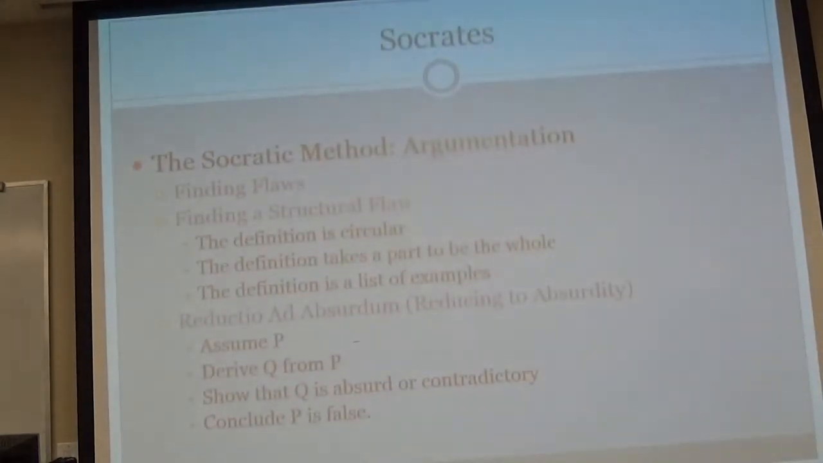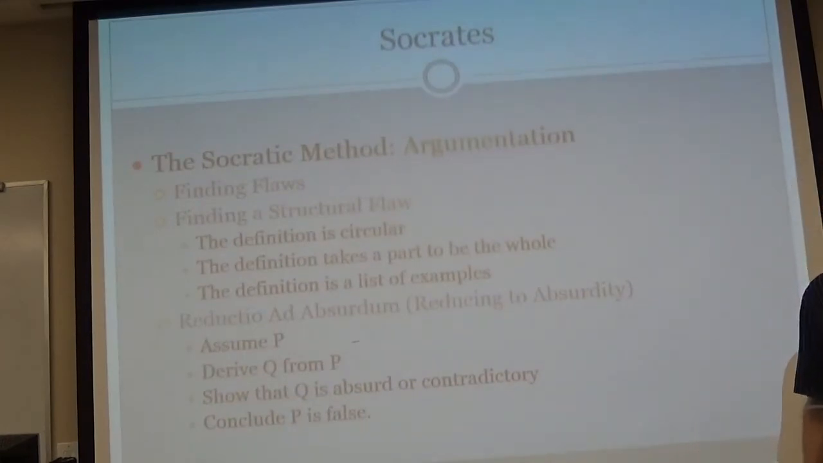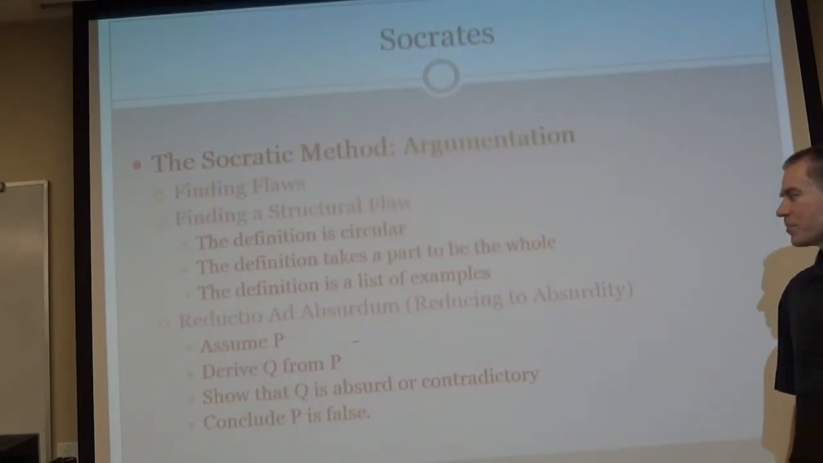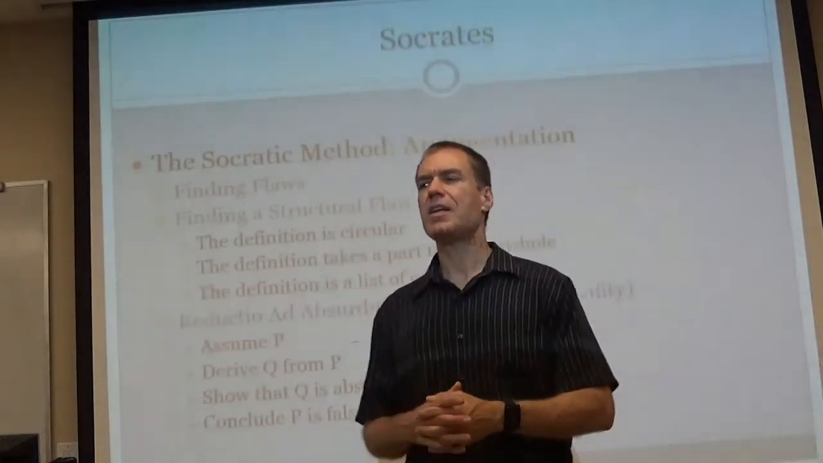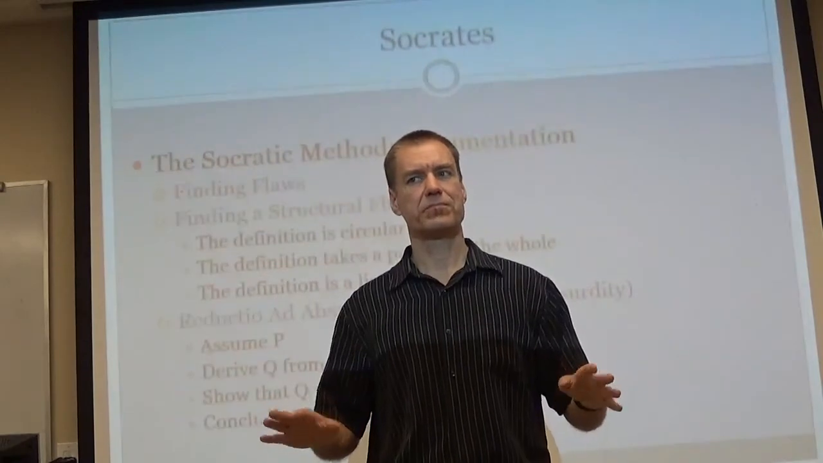Okay, so quick recap. One key part of the Socratic method is argumentation by finding flaws in definitions. And flaws can include being too narrow, too broad, being both too narrow and too broad, being circular, taking the part as a whole, and just giving a list of examples. Before pressing on, anything about definitions that needs more defining?